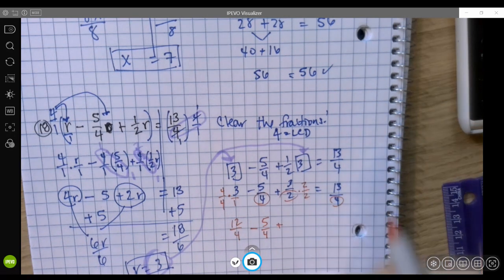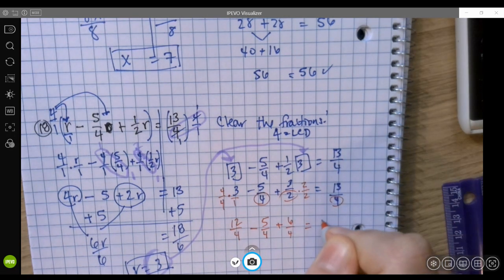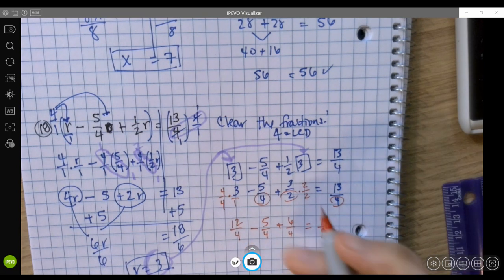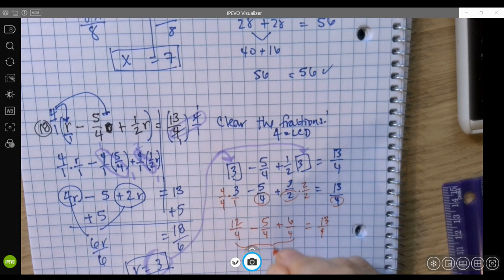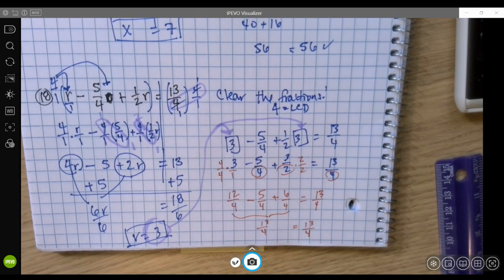plus 3 times 2 is 6. So 6/4 should equal 13/4. So 12/4 minus 5/4. 12 minus 5 is 7. 7 plus 6 is going to be 13. So this really does equal 13/4. Awesome. Thanks so much.